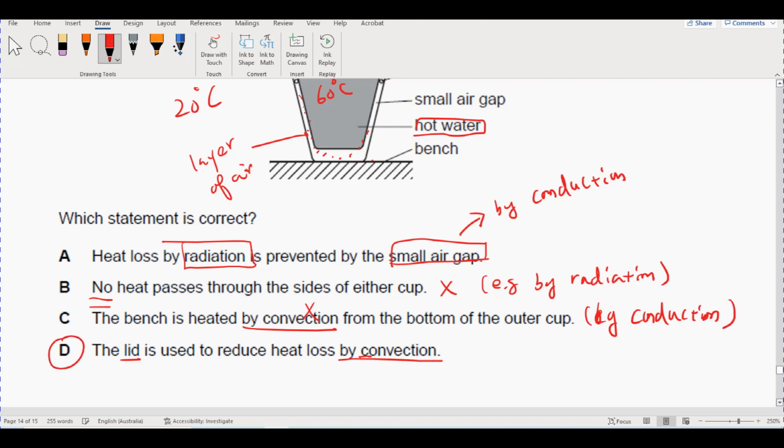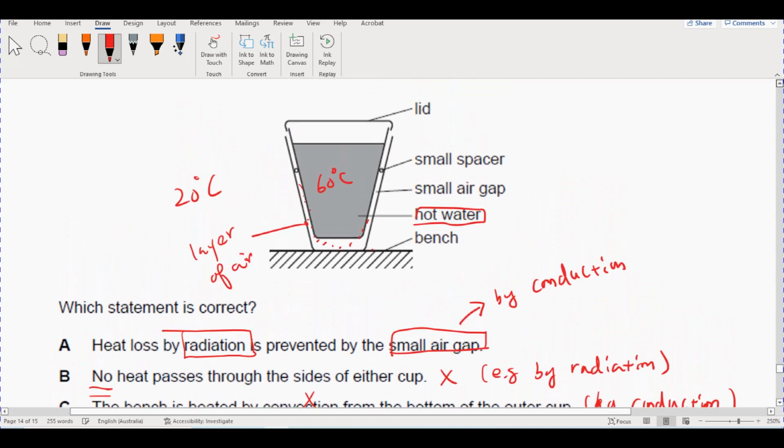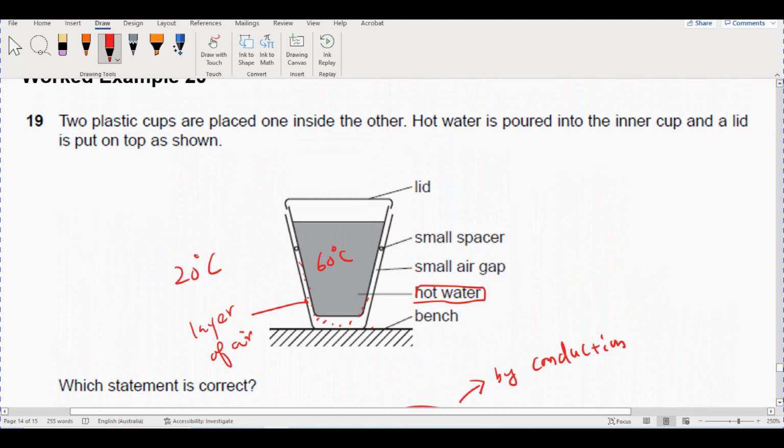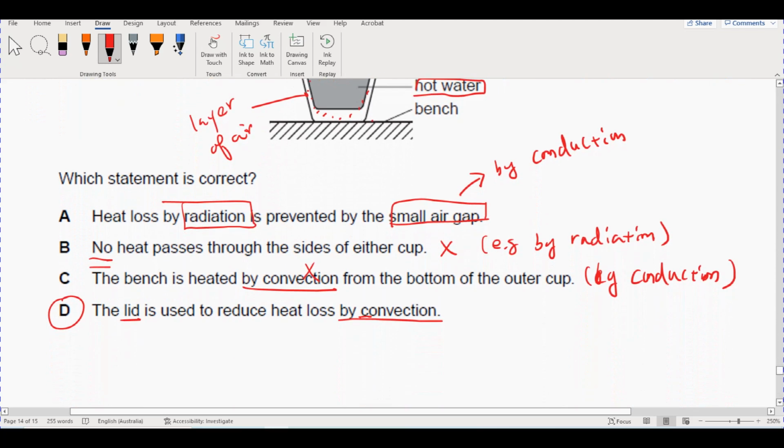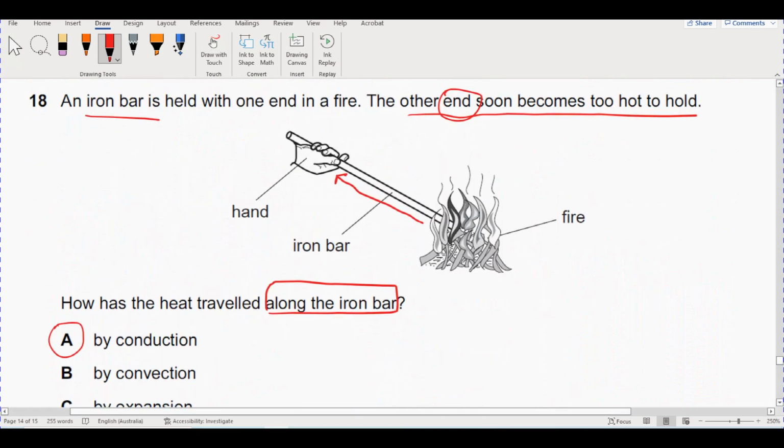The lid is used to prevent heat loss by convection. Yes. Why? Because if you put a lid on top of the cup, the hot air has nowhere to go. If it could go out, it would form a convection current and cool the water down. But in this case the hot air is trapped, so there's no way convection can occur if you have a lid. So that's the answer.